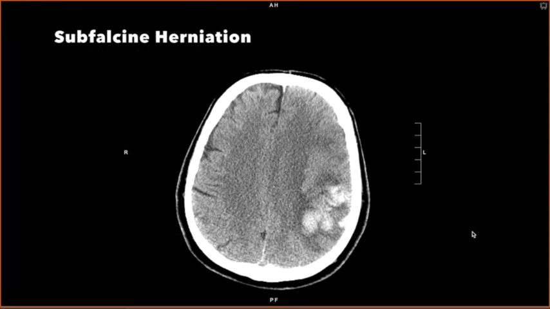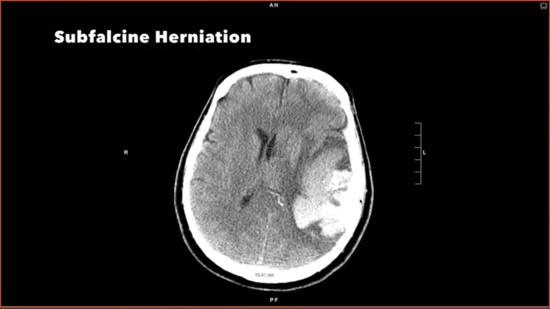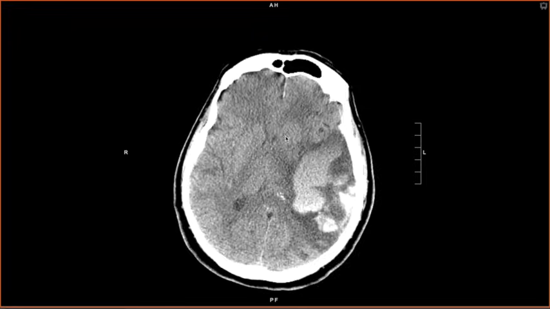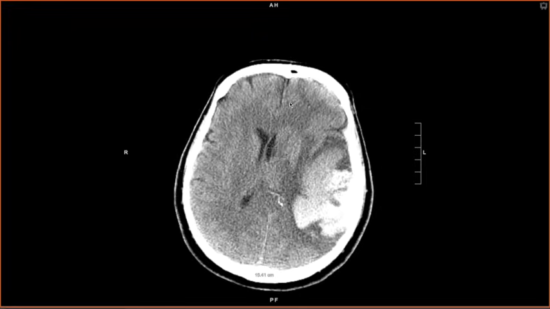The first is subfalcine herniation, called subfalcine because it refers to displacement of brain underneath the free edge of the falx here. In simplest terms, when you have midline shift, you're going to probably have a little bit of subfalcine herniation, as we do in this case here.